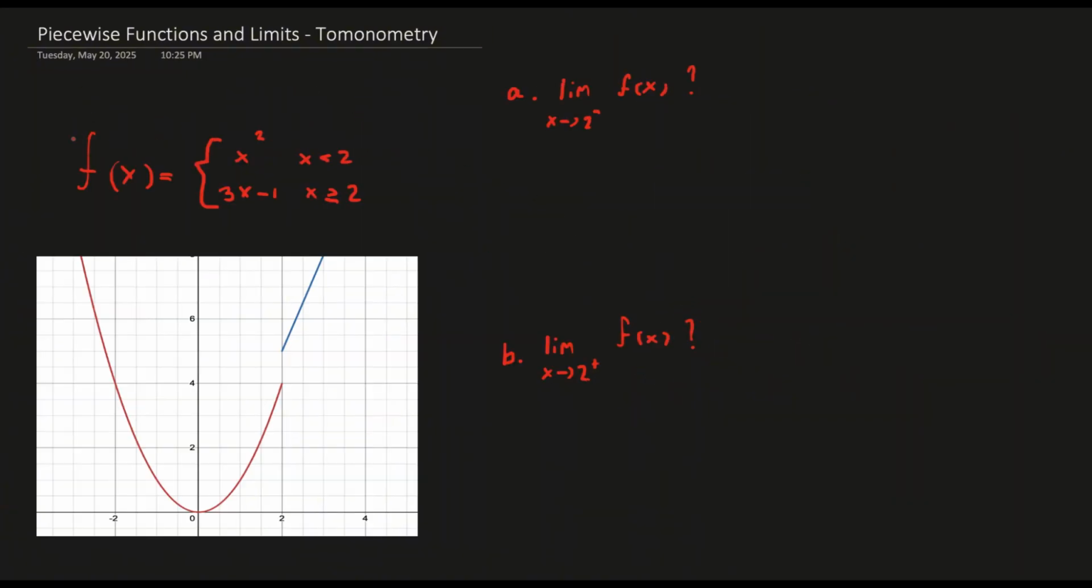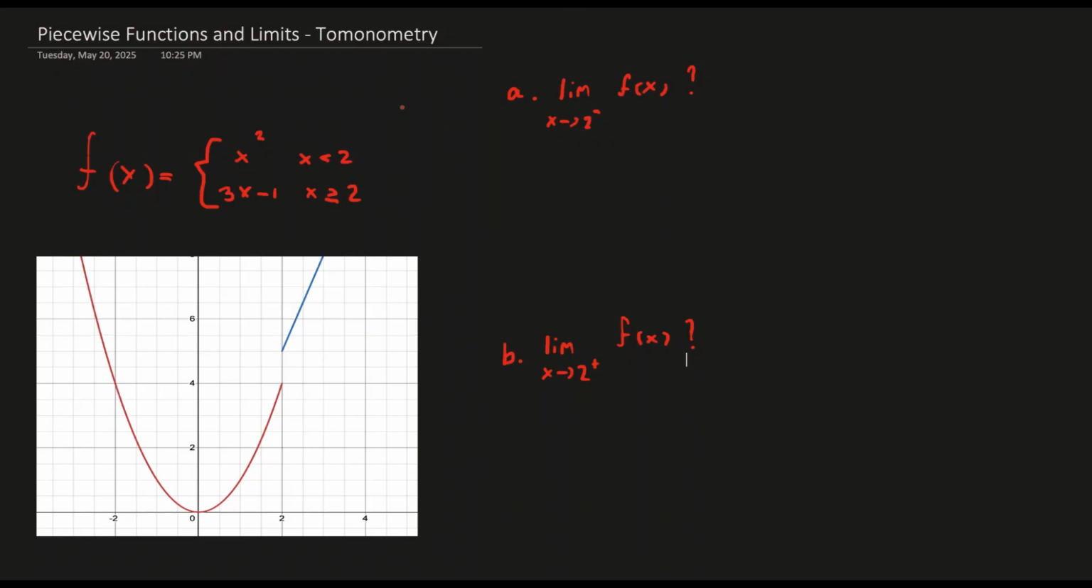So for this example, I want you to try it by yourself. We have f of x, which is x squared for x less than 2, and 3x minus 1 for x greater than or equal to 2. So here we have x squared and 3x minus 1. I want you to try to find the limit as x approaches 2 from the right and the left-hand side. You can try this by yourself.